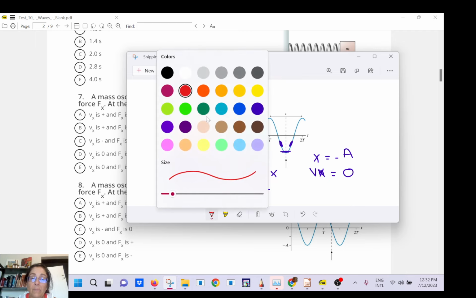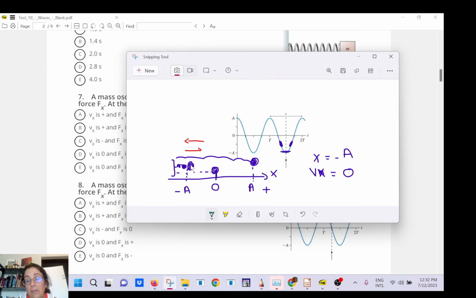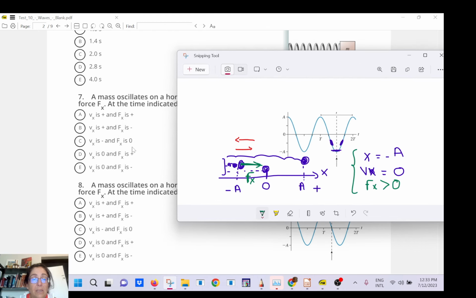So where is the restoring force? Restoring force is going to be in this direction. So we have that the position is negative A, the velocity is 0, and the restoring force is positive. So I know which answer is that. So Vx equals 0, and the force is positive. So it must be this answer D.